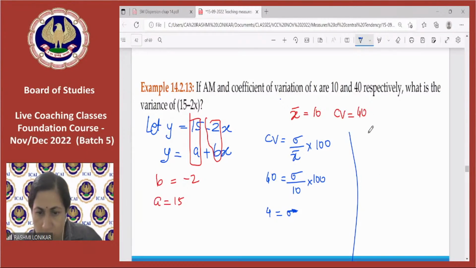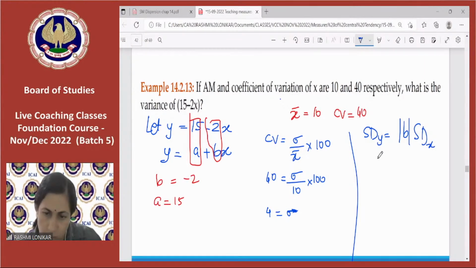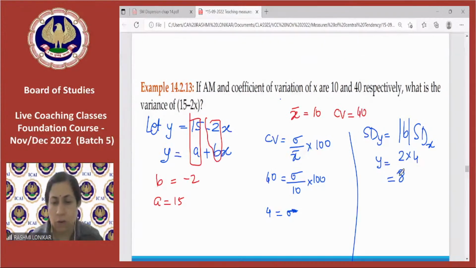standard deviation of y is equal to mod b times standard deviation of x. So y will be equal to, what is b? B is 2 into 4, which is equal to 8. Okay. So first we find out the standard deviation of x, and then we find out the standard deviation of y.